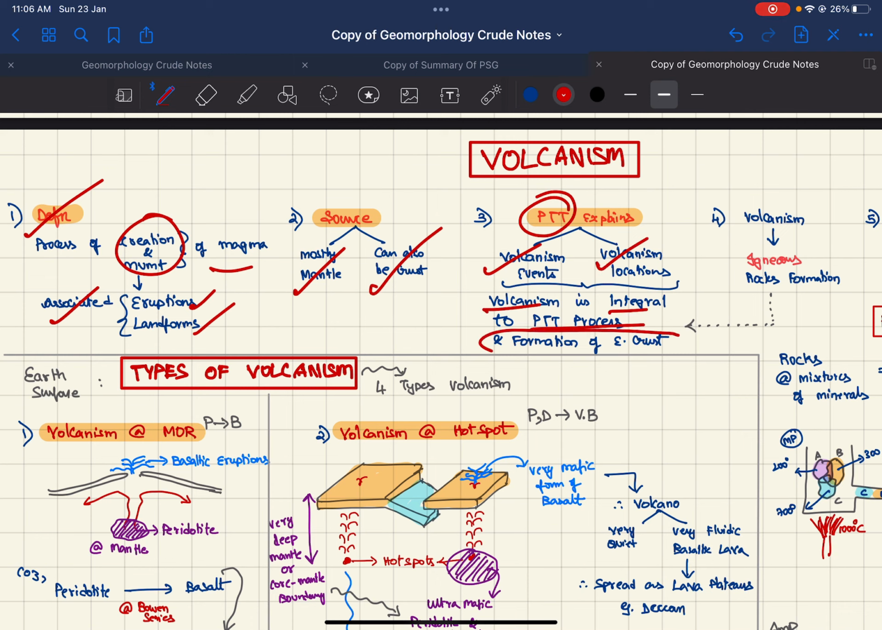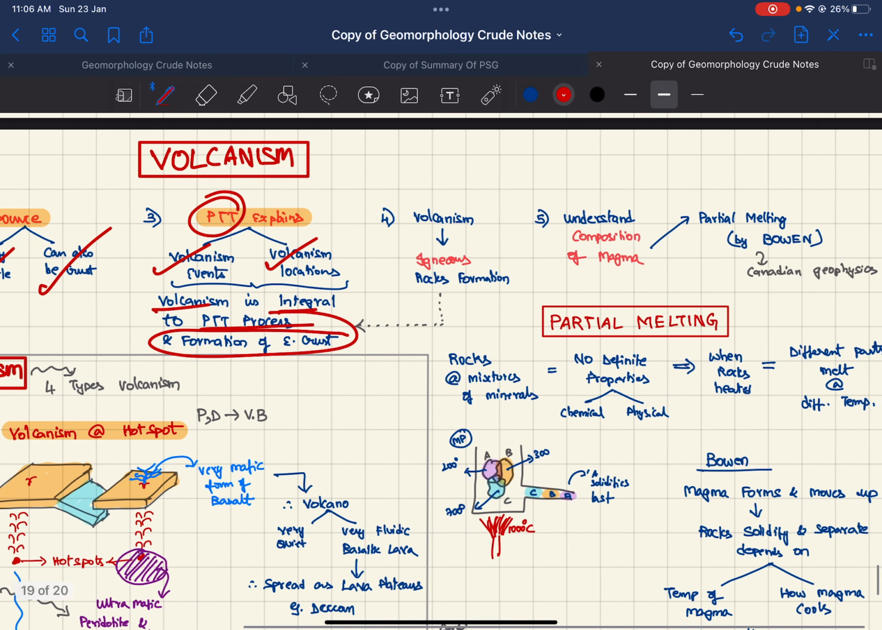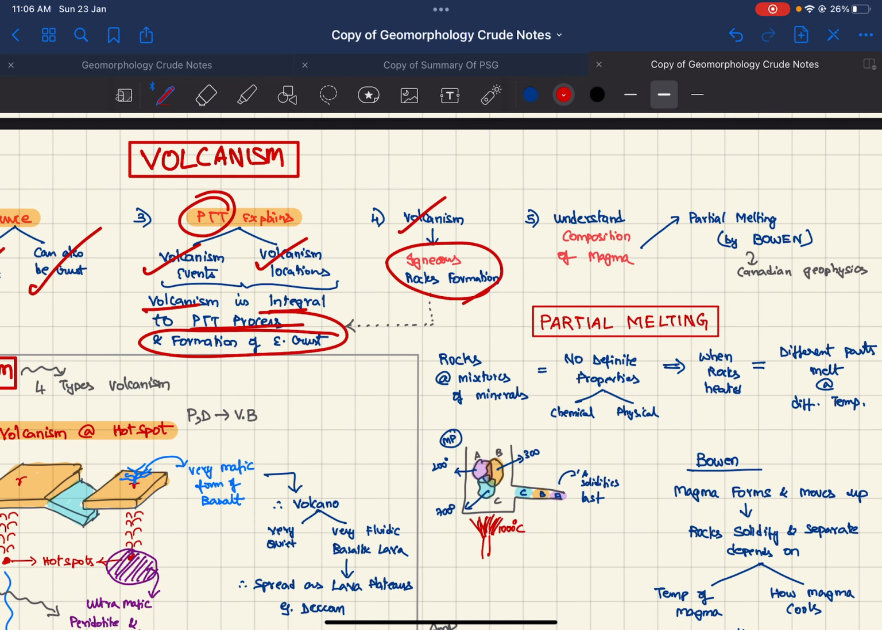For example, the formation of the earth's crust is explained via volcanism. Volcanism results in the formation of igneous rocks. To understand the composition of magma, Bowen has given his partial melting concept. He was a Canadian geophysicist.